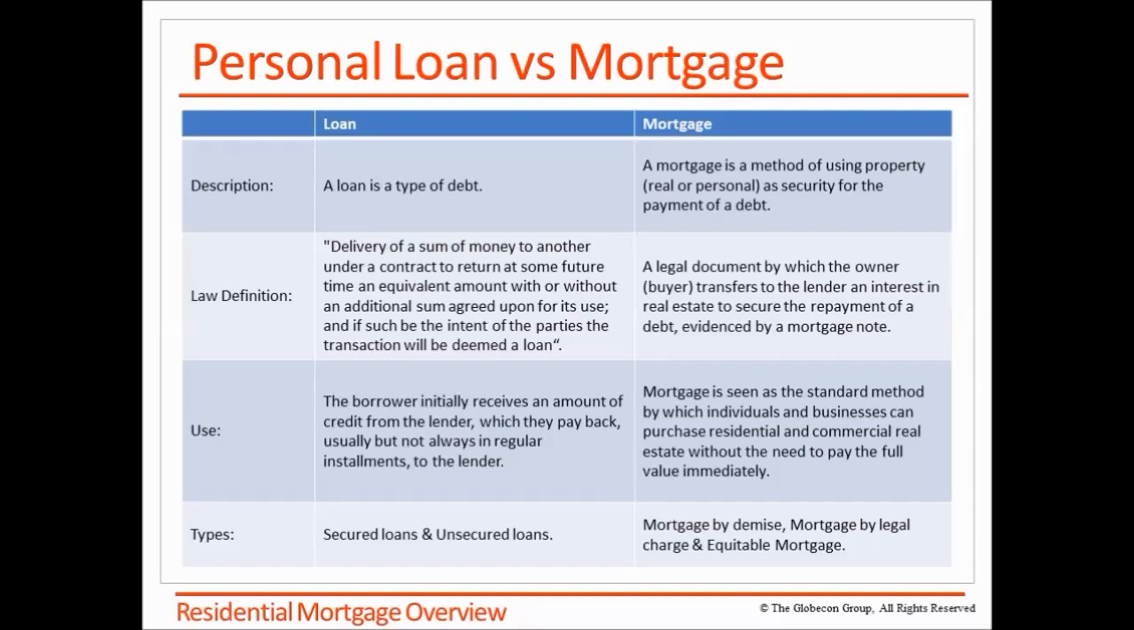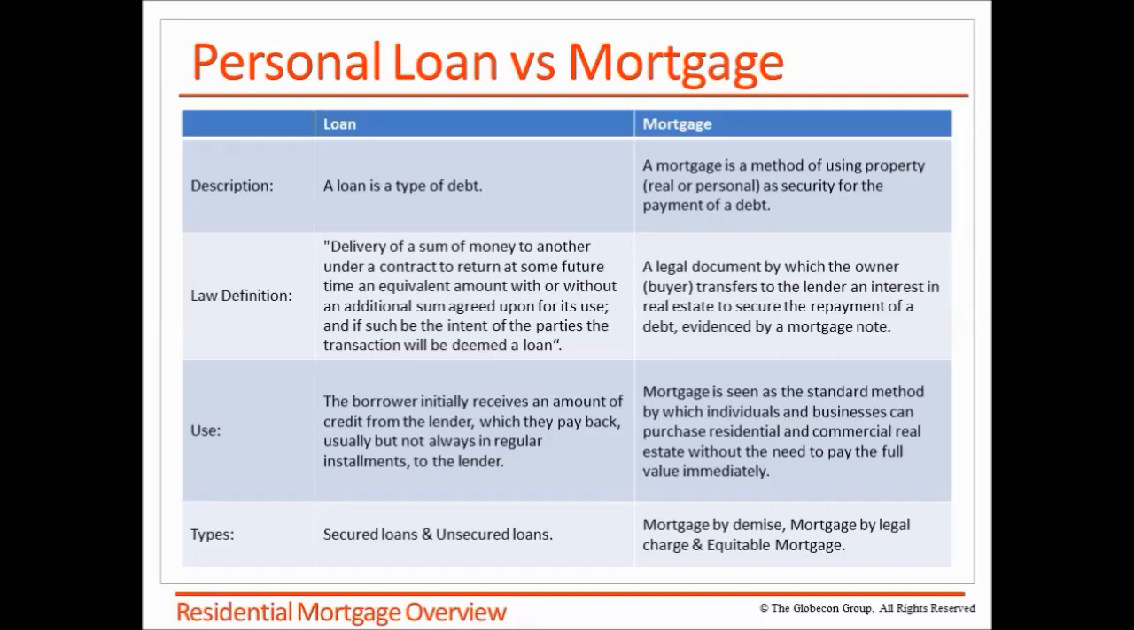So the loan itself, we look at a use of a loan. The borrower initially receives an amount of credit from a lender which they pay back, usually but not always, in regular installments to the lender. And a mortgage is seen as the standard method by which individuals and businesses can purchase residential and commercial real estate without the need to pay full value immediately. So they're not having to pay the $200,000 up front. They can pay $40,000 as a down payment and borrow, or get a mortgage, for the remaining $160,000, to continue our examples from before.